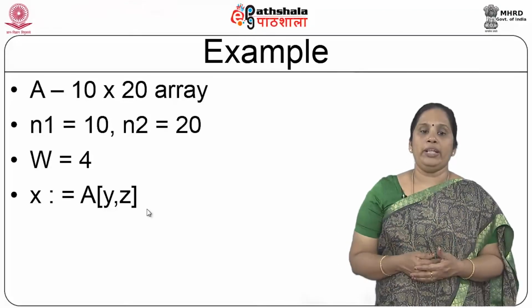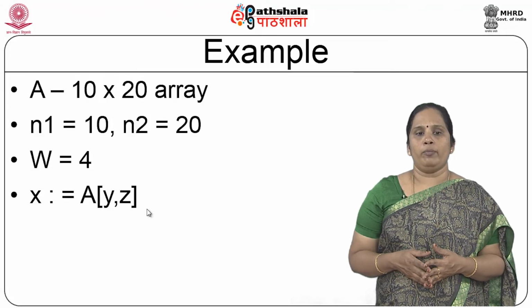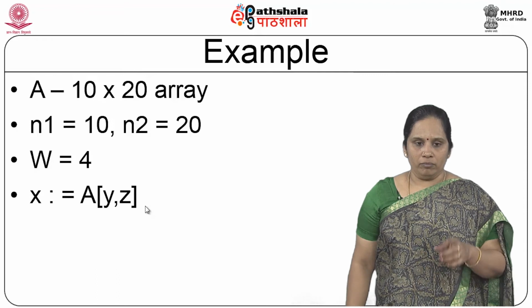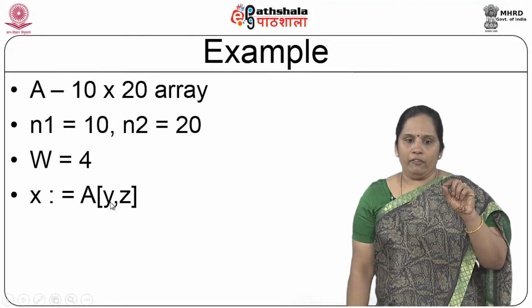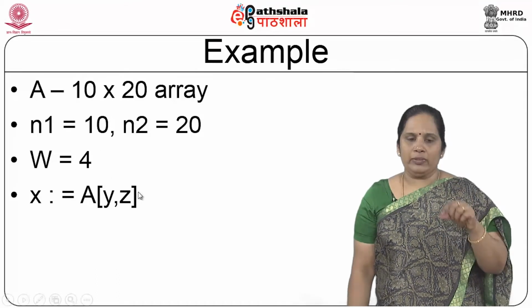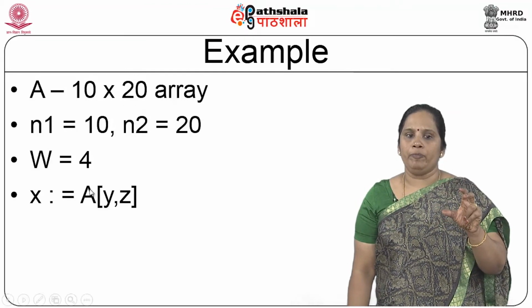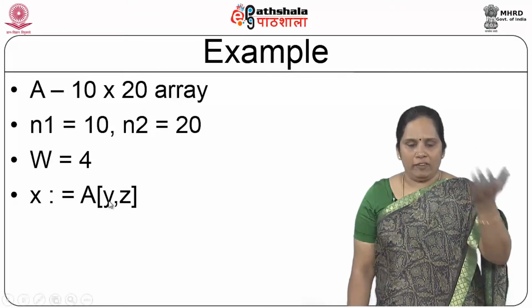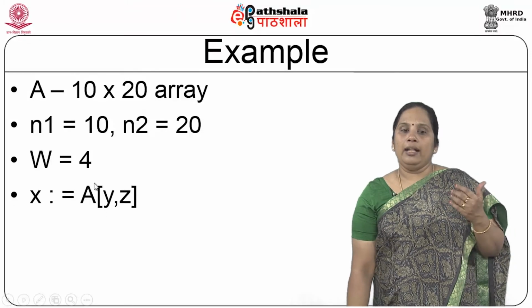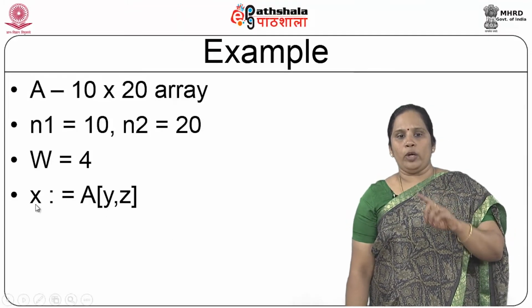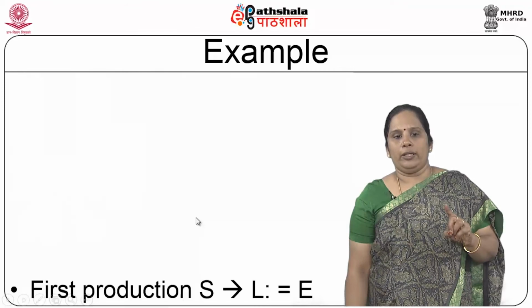Okay, how do I compute the address of a of 4 comma 3 is what I have to look at. So what I should do is 4 comma 3 should be referenced with respect to 10 in an array of size 10 cross 20. I have to go there directly and fetch it. Okay, that is assigned to x. This has been done in one shot. So how do I do that?